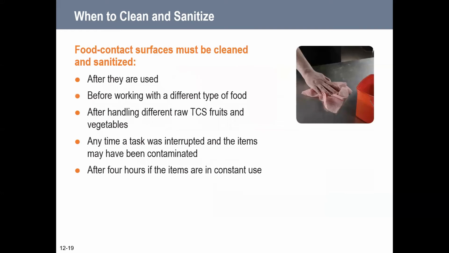When do we clean and sanitize? We need to take care of food contact surfaces and clean and sanitize them after they're used, before we work with a different type of food, after we handle any raw TCS fruits and vegetables, anytime we interrupt a task and items may have been contaminated, or at a minimum every 4 hours if the items are in constant use. You want to make sure you are cleaning and sanitizing.